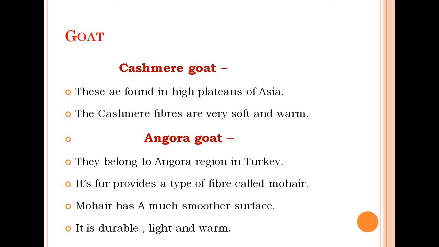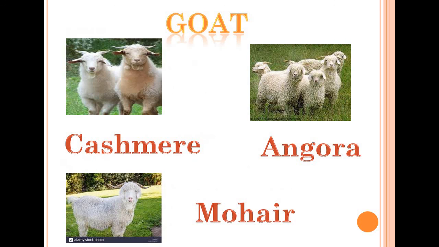And what are the characteristics of the Angora goat? The wool that we obtain from the Angora goat is highly durable. Durable means long lasting. It is light in weight. It is very fluffy and warm. That is the best quality, the best characteristic wool should have. It should provide us warmth, so that we wear sweaters and woolen clothes in winter, because they keep our body warm. That is the characteristic of the wool that the Angora goat provides us.